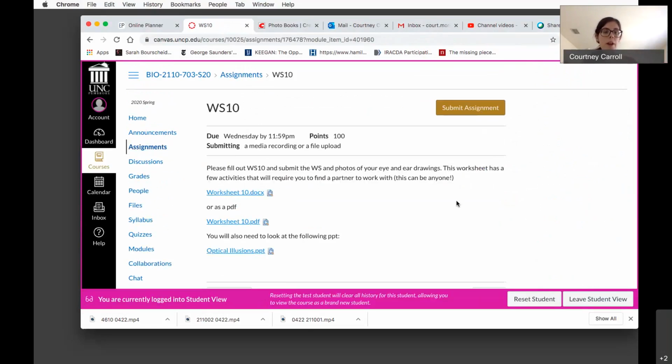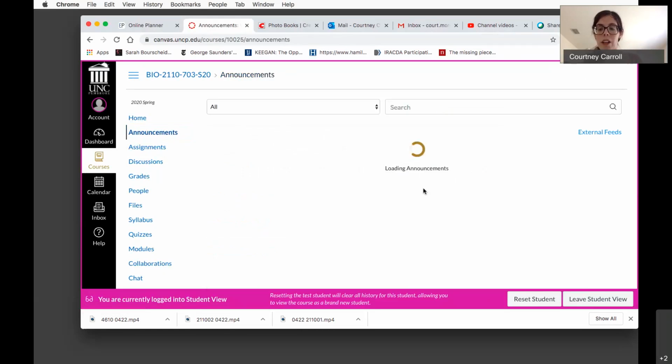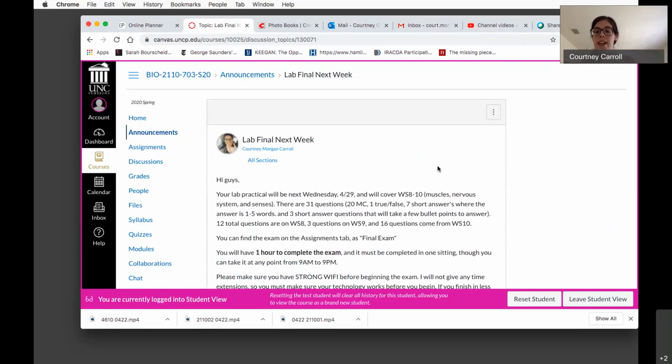I want to talk briefly about the exam first, and then I'll dive into what is involved for worksheet 10. So your lab practical is next Wednesday, on the 29th, and it is only 3 worksheets: worksheet 8, which was about the muscles, where you had a big chart of muscles; worksheet 9, the bio simulation about the nervous system; and then worksheet 10, which is what we're working on now. It's the nervous system and our senses.